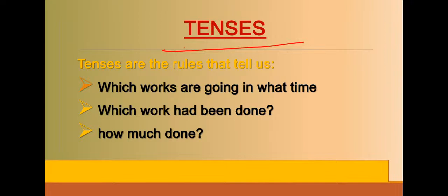The first thing is which work is going on in what time. It tells us which work is going on in what time. It's all about work. Then we have which work had been done, and how much work is done. Tenses are all about work, and sometimes also about state and those things. So these are the things we are going to discuss in tenses.